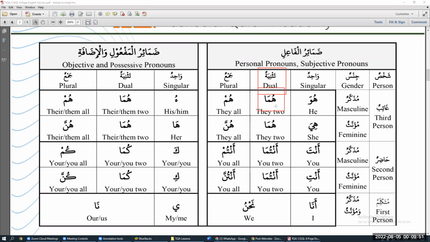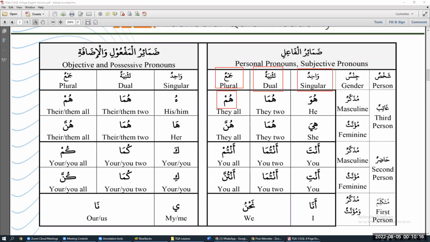You are correct. In English it is not there; it is either singular or plural. But in Arabic they have dual, where two persons are present. There is a specific form for two persons. If there are more than two persons, then we will use plural. Correct, correct. Okay, thank you.